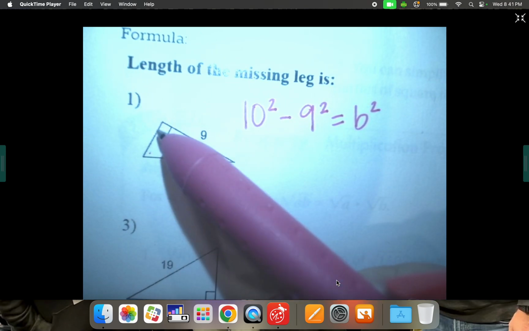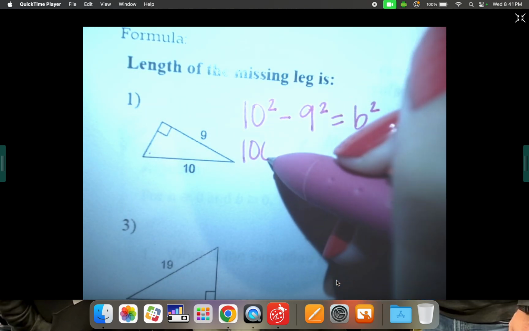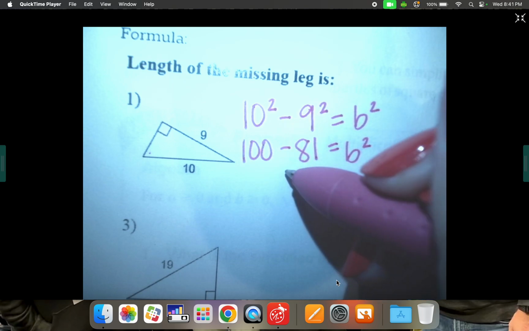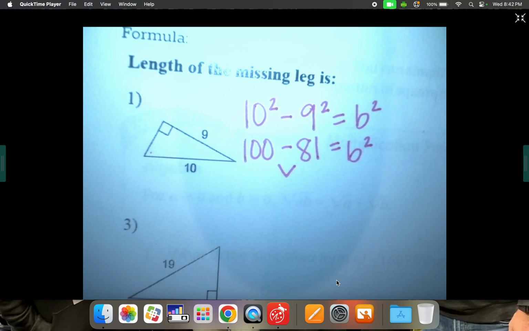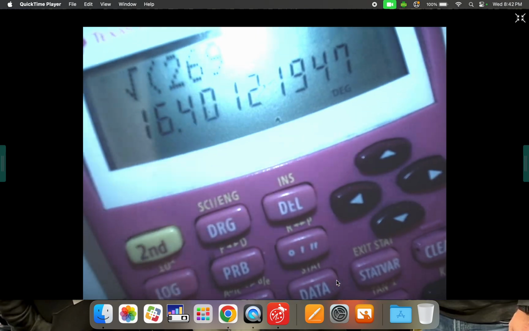One of the legs is missing. Doesn't matter which one. So 10 squared is 100. 9 squared is 81. 100 minus 81 is 19. I feel like I gotta use the calculator. Yeah, 19, I think. Now I feel like I need to use a calculator.